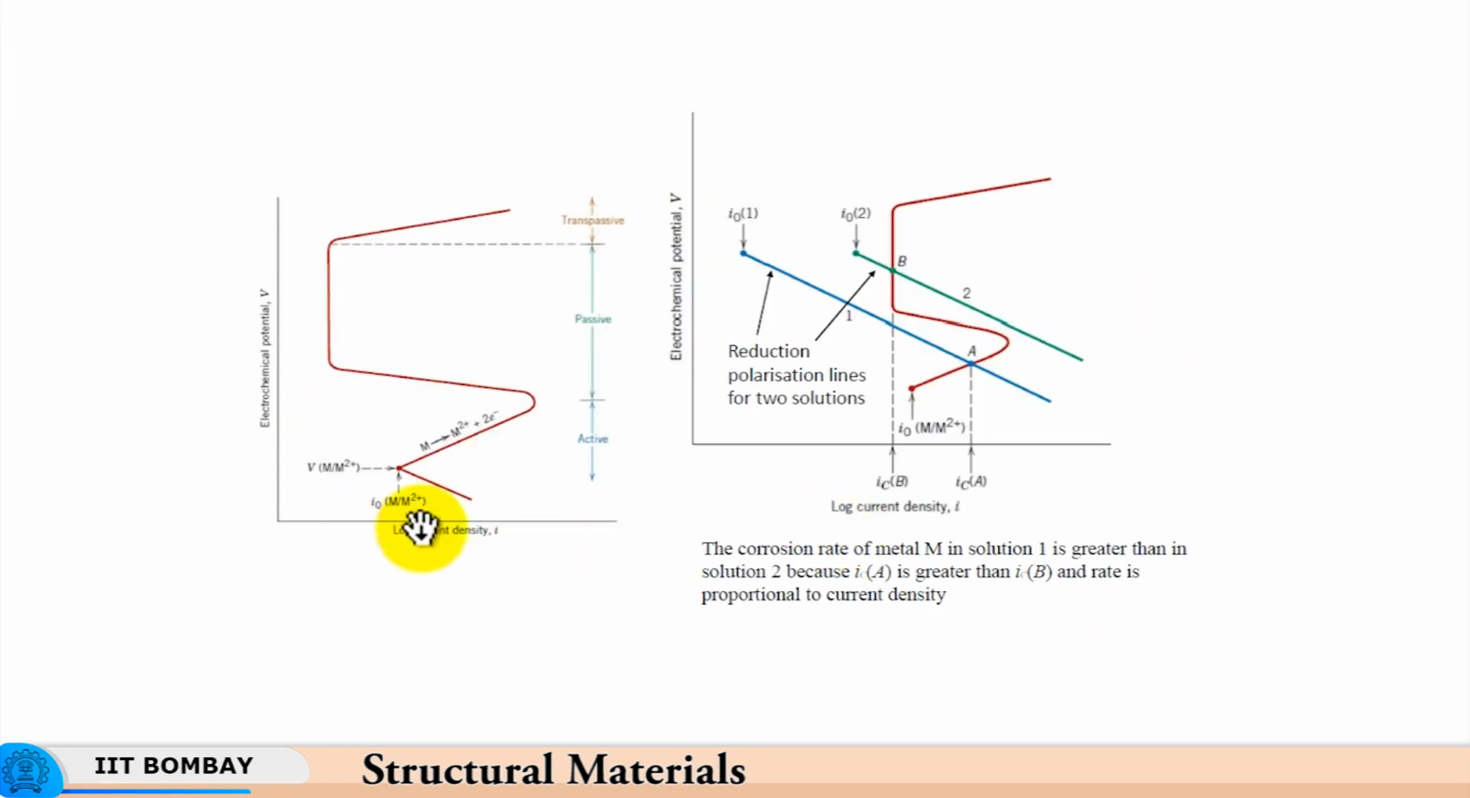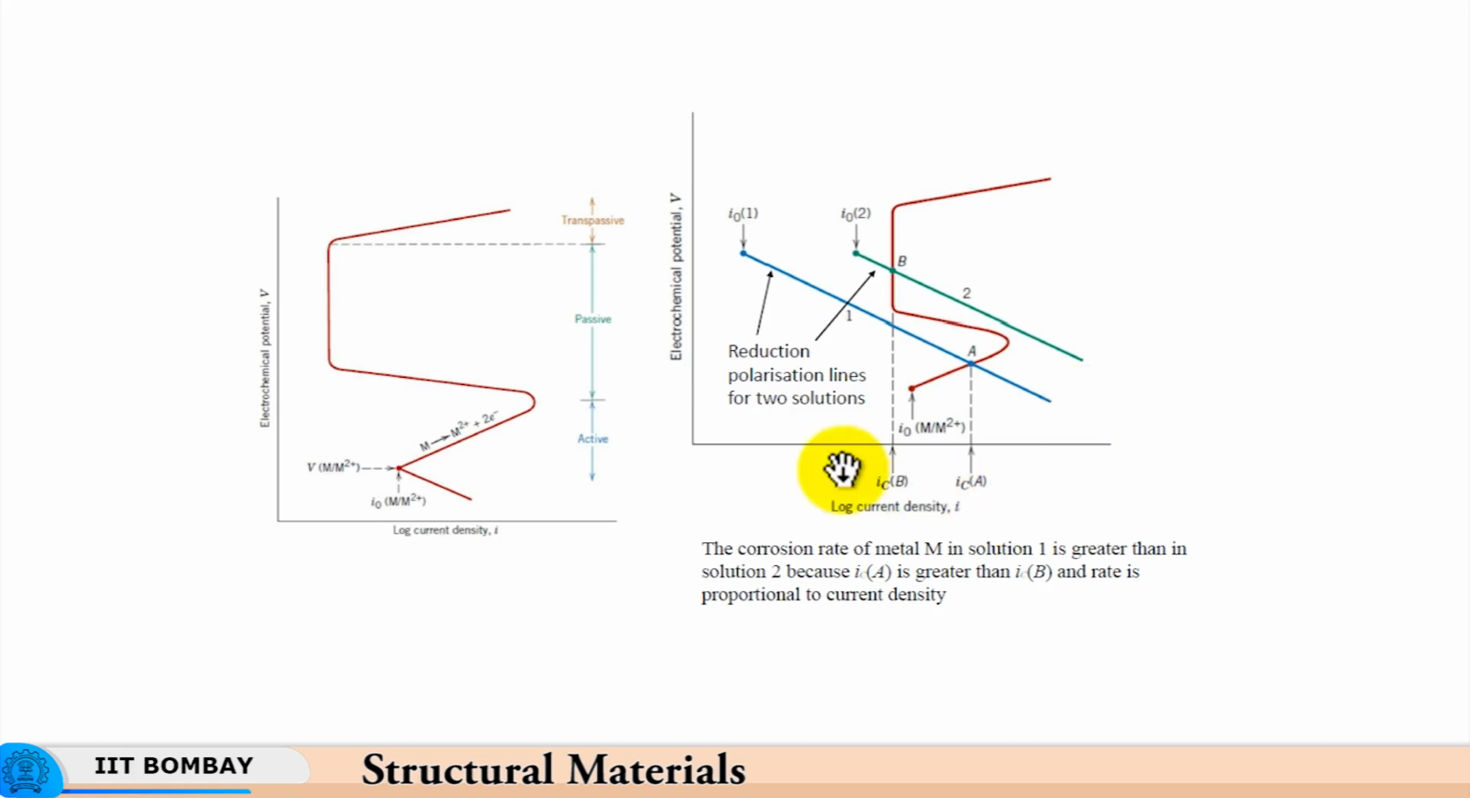Now, here for example, we have a situation where you have a reduction reaction taking place at the cathode, and you have two different solutions which lead to the reduction, and at the cathode you have two different species of atoms.